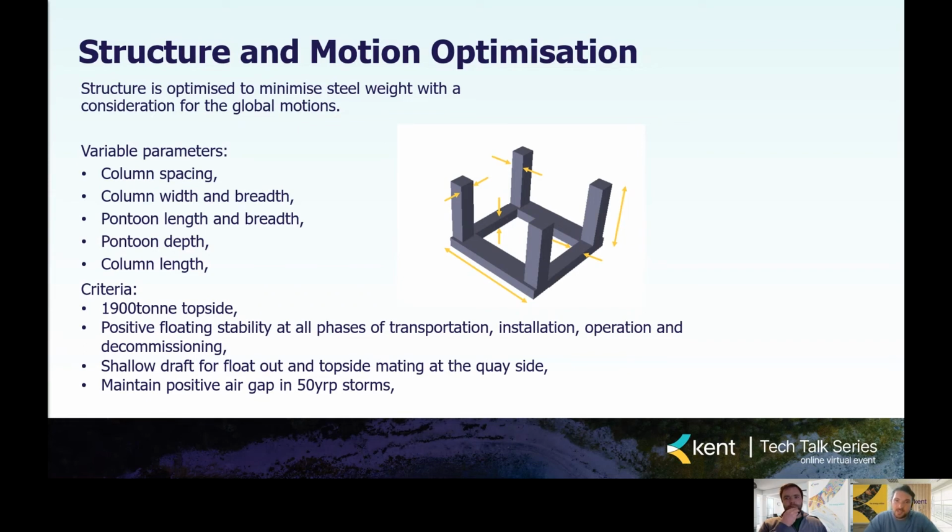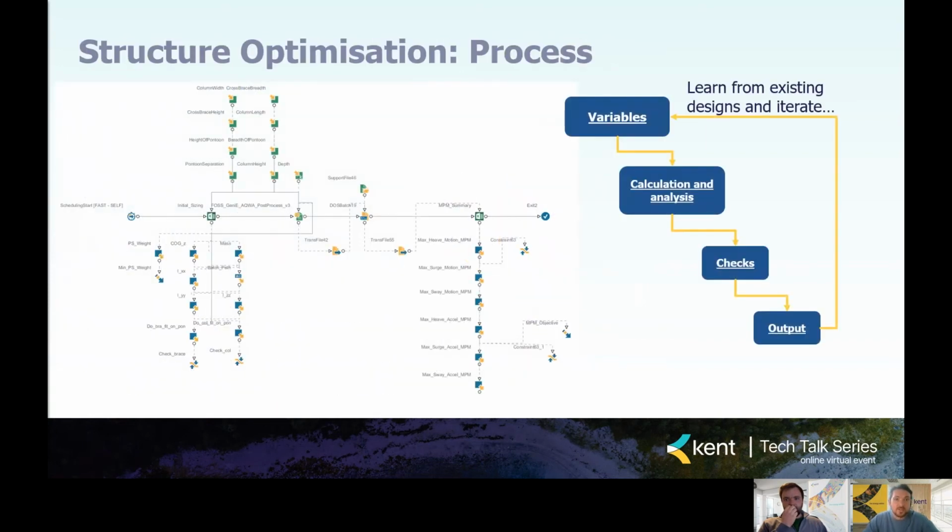And these parameters allow us, or the tool, to tune the hydrostatics, the hydrodynamic, and the structural performance of the platform. We also need to impose a number of constraints and criteria which the platform must meet for it to be considered a viable solution. So what does this process look like? And what analysis are we actually performing?